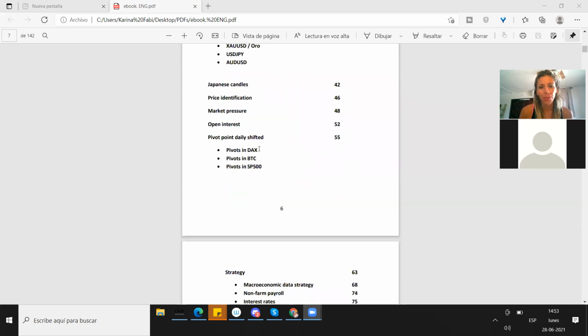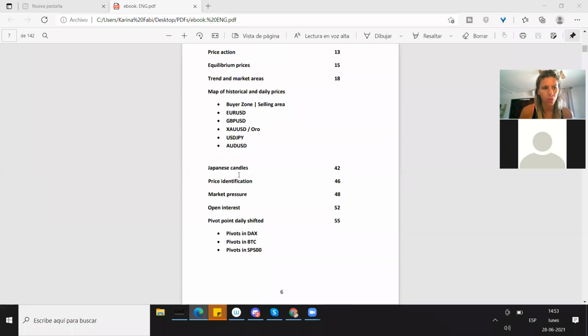We have pivot points, that's big, market pressure, market identification, price identification, Japanese candles, open interest, pivot points, many things to go through. Okay, we have more people joining here. On this particular one, I would like to go first for the market situation, but also candlesticks.